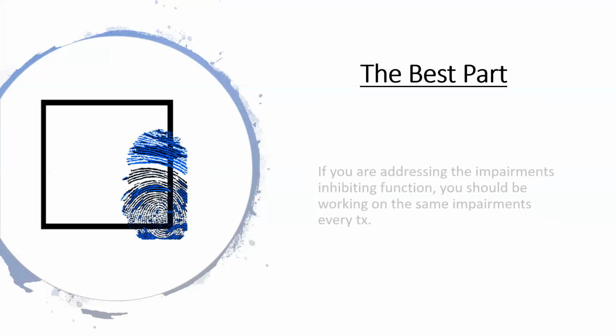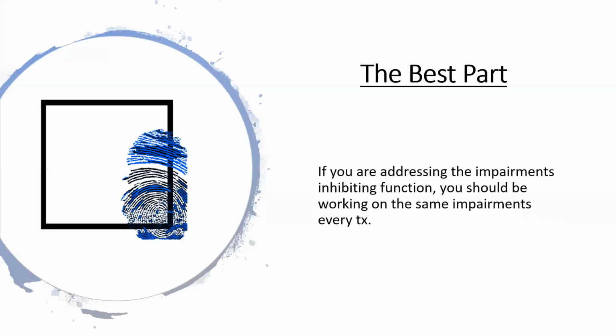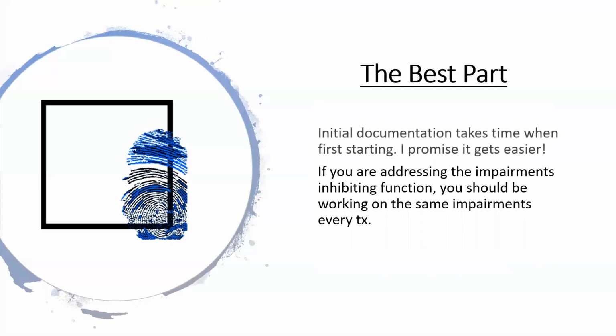So the best part of documenting with the 4 W's in mind is that if you're addressing the impairments that are inhibiting function, you should be working on these same impairments every treatment. So your treatment may look a little bit different, but it's not going to be totally different. And I'll show you that in a second. I know it looks like a lot, but initially the documentation takes a little bit of time when you're first starting out and thinking about these 4 W's. But I promise y'all, it gets a lot easier, and it really shapes how you treat in the end. At least that's what I think.